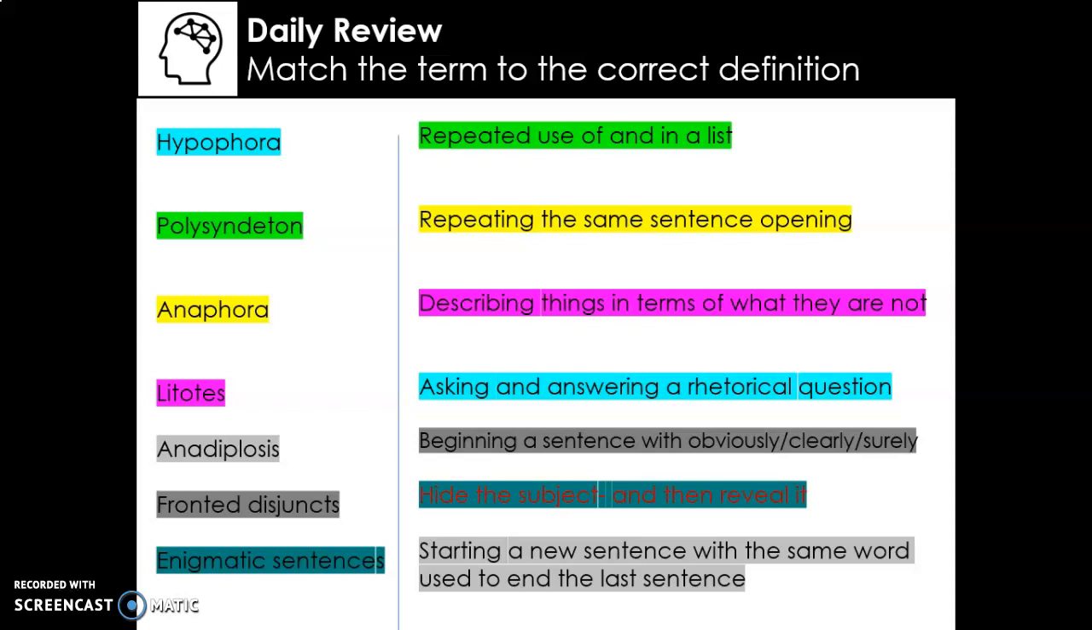Now, I like this one, enigmatic sentences, because I like puzzles and my brain likes to puzzle this out. So the enigmatic sentence is where you hide the subject at the beginning. So you hide what you're writing about and then reveal it at the end. And when we did this a couple lessons ago, we kind of went adjective, adjective, adjective, reveal. Yeah. So if we were thinking about just taking a sentence we've already done and changing the order of it.